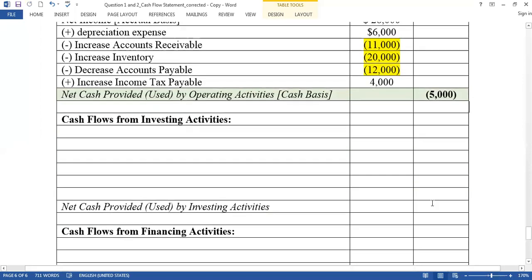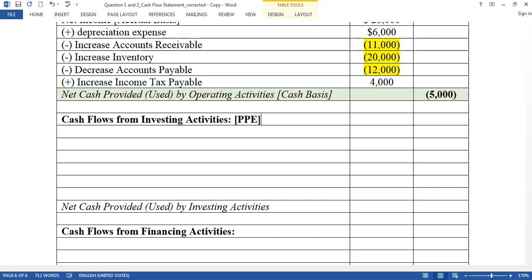Our operating activities are done. Now investing activities are related to property, plant and equipment. You have to find out: if our property, plant and equipment increase, it means that we pay cash. If property, plant and equipment decrease, that means we sell it and we receive cash.